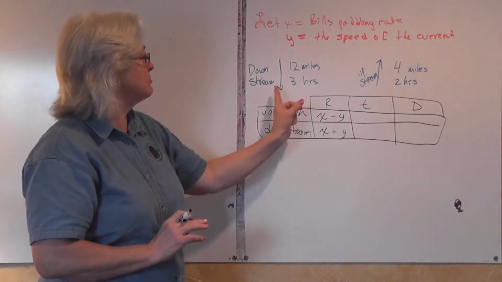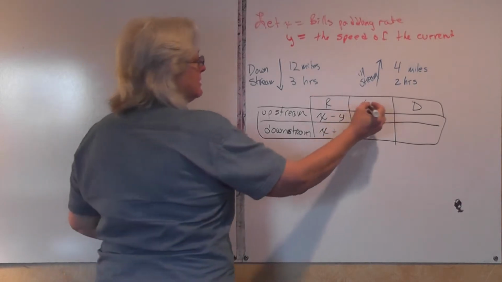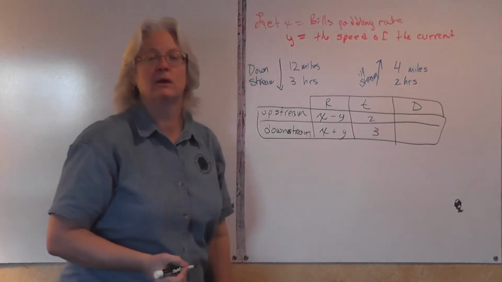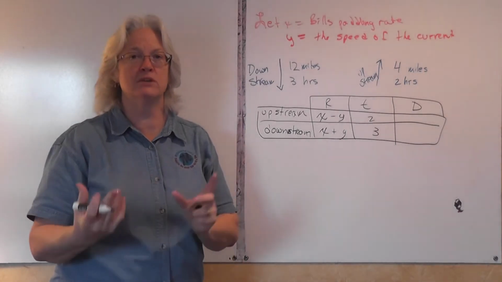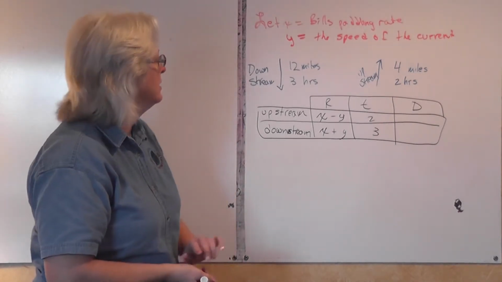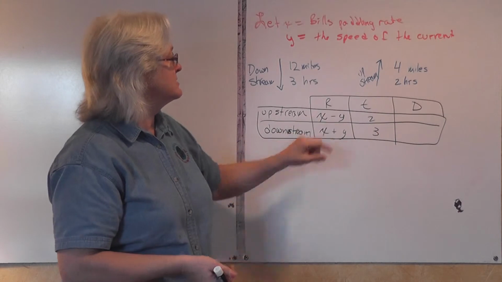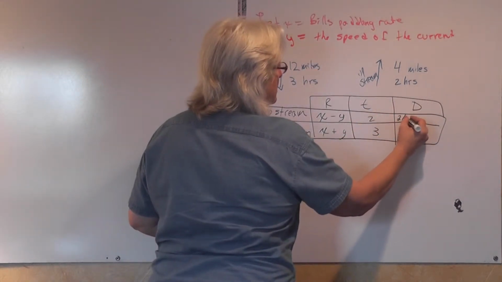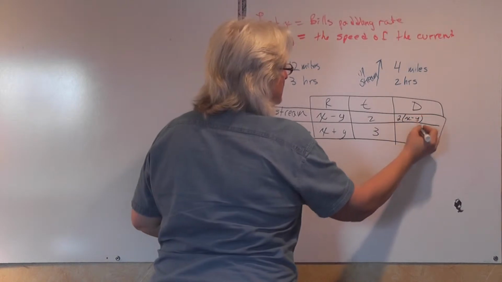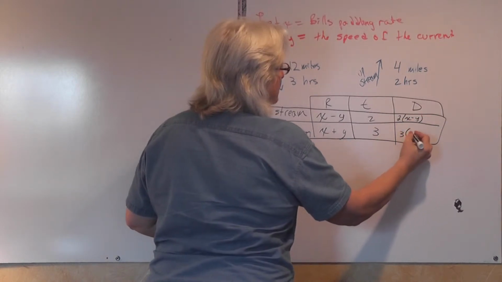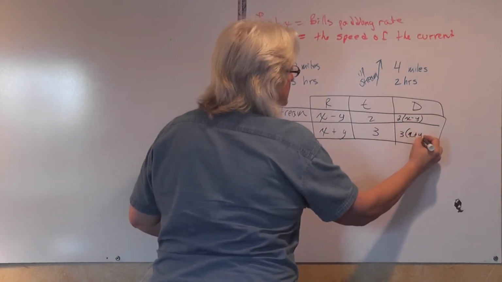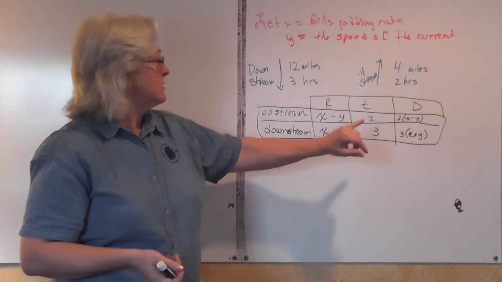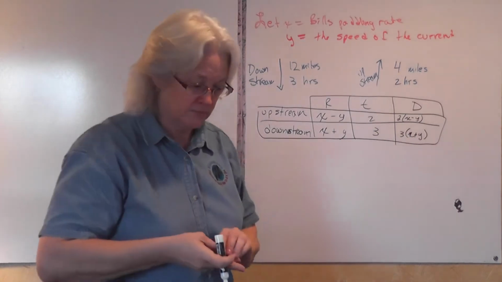What's the time that he traveled upstream? Upstream he traveled 2 hours. Downstream he traveled 3 hours. And we know that rate times time is equal to distance. So we're going to have 2 times (x minus y) and 3 times (x plus y) for the distances that were traveled here.